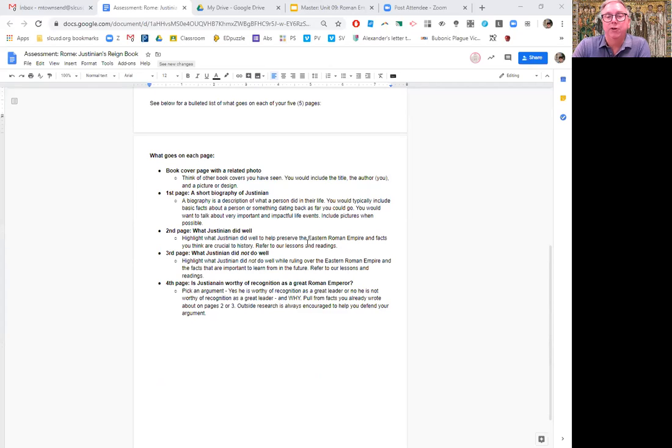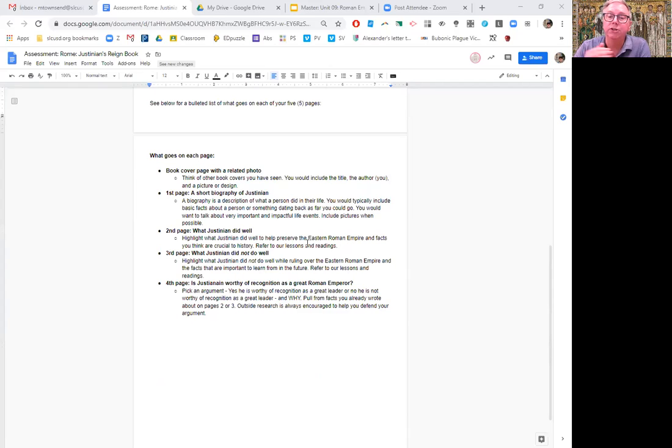The first page of your book, it's actually the second page of the Canva, is a short biography of Justinian. So a biography is a description of what a person did in their life. You would typically include basic facts about a person or something dating back as far as you could go. You would want to talk about very important and impactful life events, include pictures when possible.